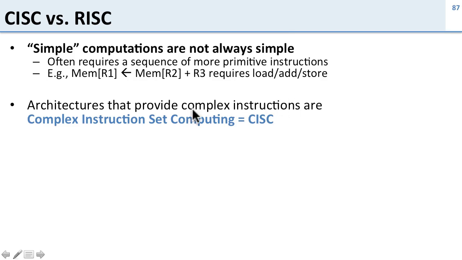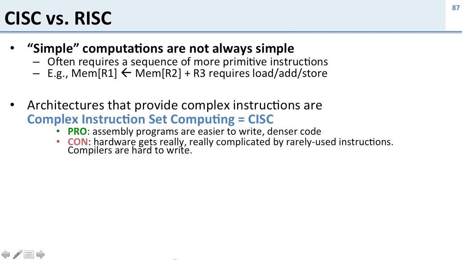So if you have an architecture that provides complex instructions, this is known as complex instruction set computing, or CISC architecture. The benefit of this: assembly programs are easier to write. We have these complicated instructions that do complicated stuff. The downside is the hardware gets incredibly complicated by rarely used specialized instructions, and it's very hard to write compilers that use these complicated instructions.